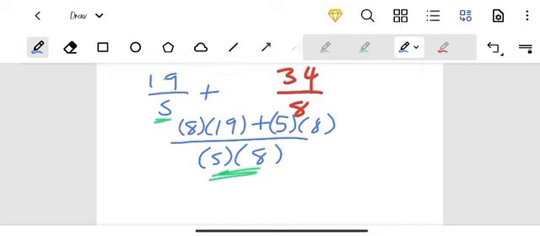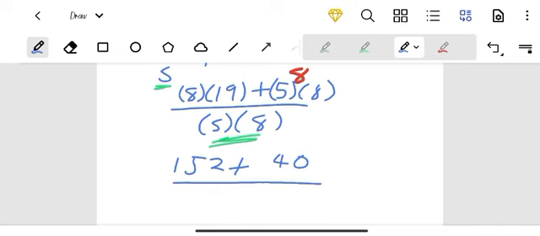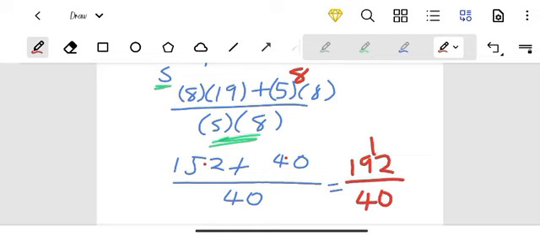The next thing that you're going to do, you're going to say 8 multiplied by 19, which is going to be 152 plus 5 times 8, which is going to be a 40 all over 5 times 8, which is also going to be a 40. The next thing that you're going to do, you're going to say that plus that. So 152 plus 40 is 192 divided by 40, and you are done.